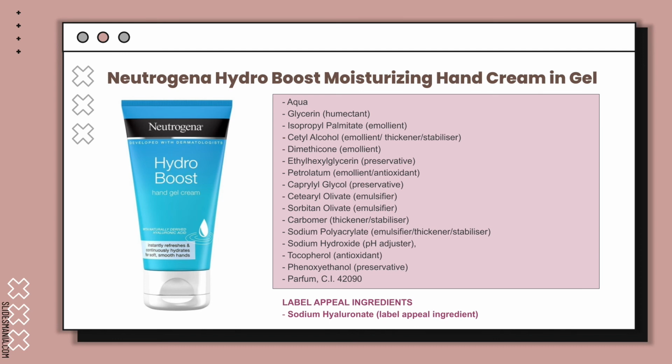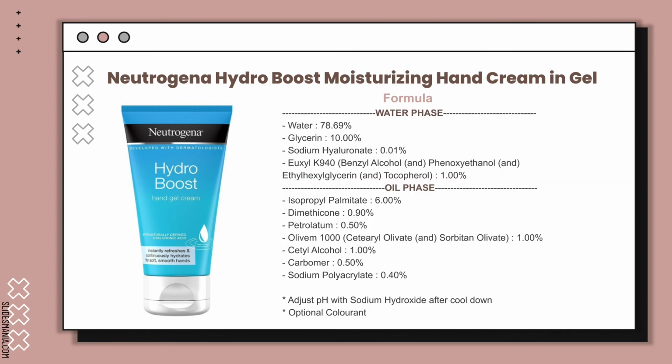Without the label appeal ingredients sodium hyaluronate, antioxidant tocopherol, fragrance and colorant, the basic formula consists of humectants, emollients, emulsifiers, thickeners, stabilizers, preservatives, and a pH adjuster. The basic formula also includes water. Here we have the reverse engineered formula for this product.